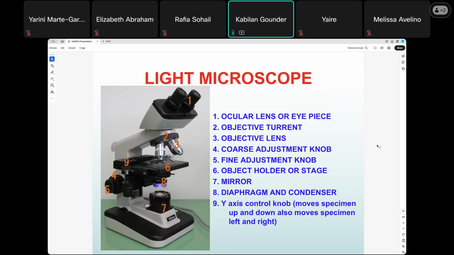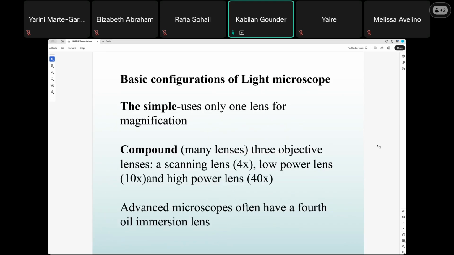So this is a basic student microscope. With this light microscope, we already discussed the different components: eyepiece, objective lens, stage, condenser lens, focus, and light source. So these are the basic components of light microscopy. Based on the lenses, we have three types of microscopes: one is a simple microscope, the compound microscope, and the stereo microscope.